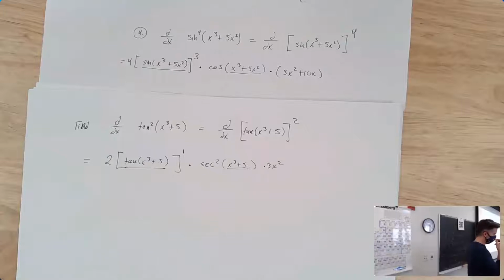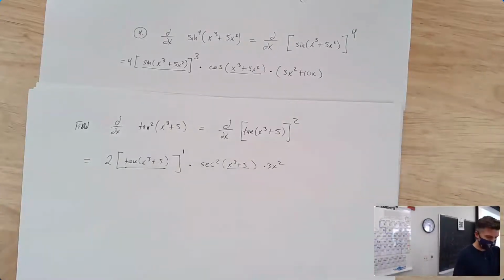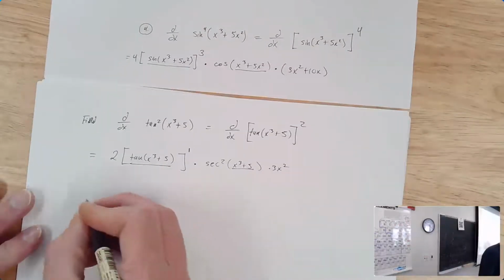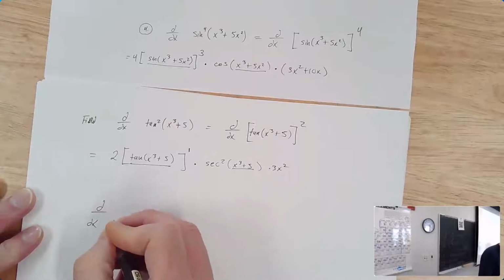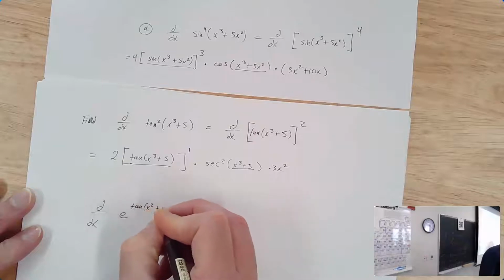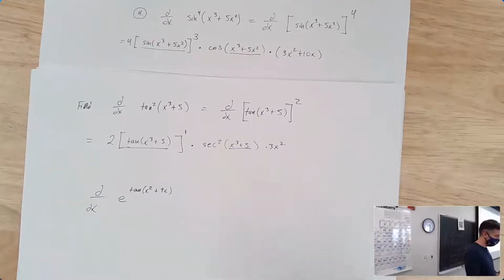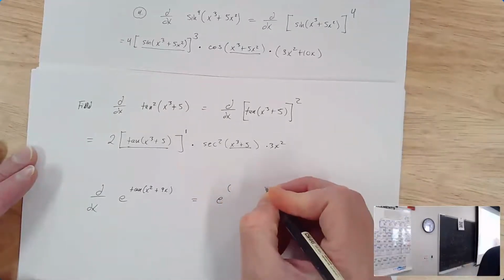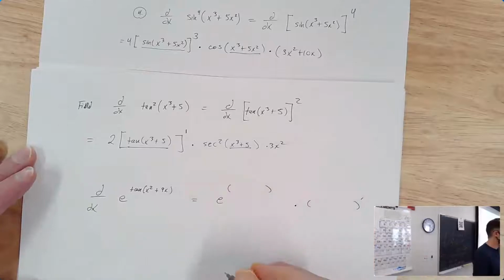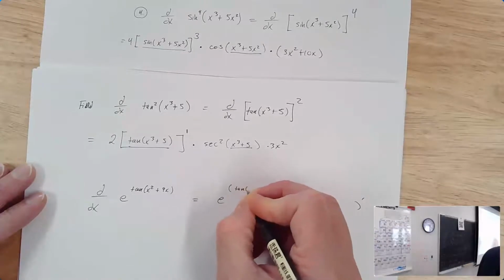Most of the time, what you should just do is what we would always do. For example, if I want to find the derivative of e to the tangent of x squared plus 9x, I'm just going to do the thing we always do and say it's e to the stuff. We know the derivative of e to the x is e to the x. So the derivative of e to the stuff is e to the stuff times the derivative of the stuff. That's the very basic thing I think you should always do when you're thinking about using the chain rule.